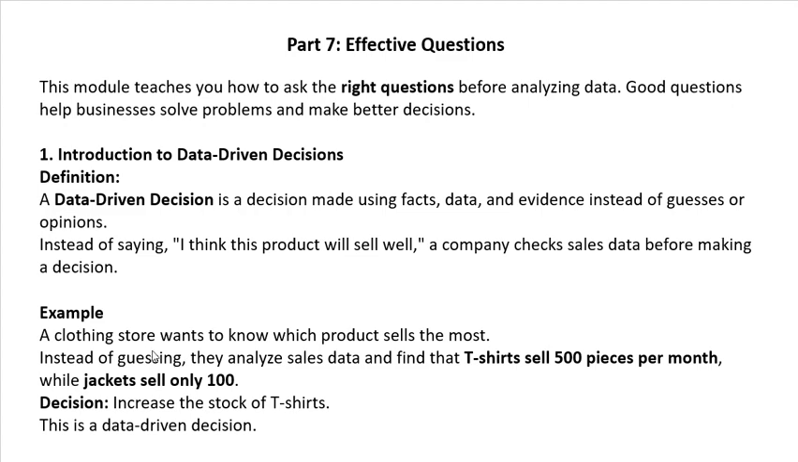Example: a clothes store wants to know which product sells the most. Instead of guessing, they analyze the sales data and find that a t-shirt sells 500 pieces per month while a jacket sells only 100. So the decision is to increase stock of t-shirts, and this is a data-driven decision.